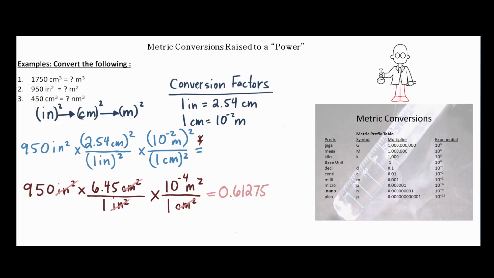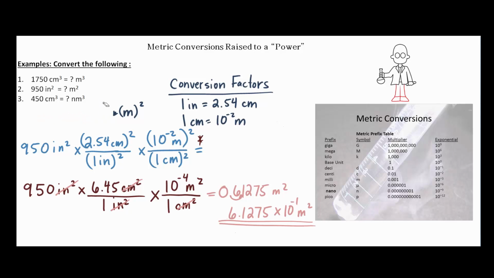0.61275. And I can write that in scientific notation, moving it 1 decimal place to the right, and that would be 6.1275 meters squared. 6.1275 times 10 to the minus 1 meters squared. So that would be the correct answer in scientific notation.